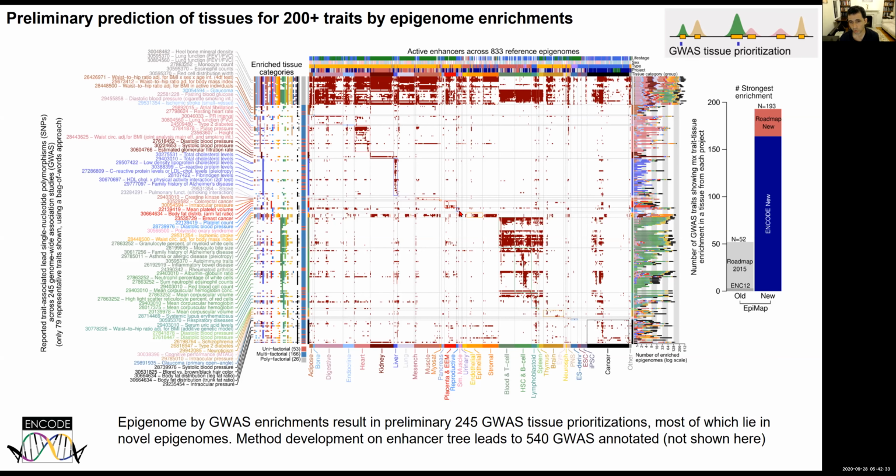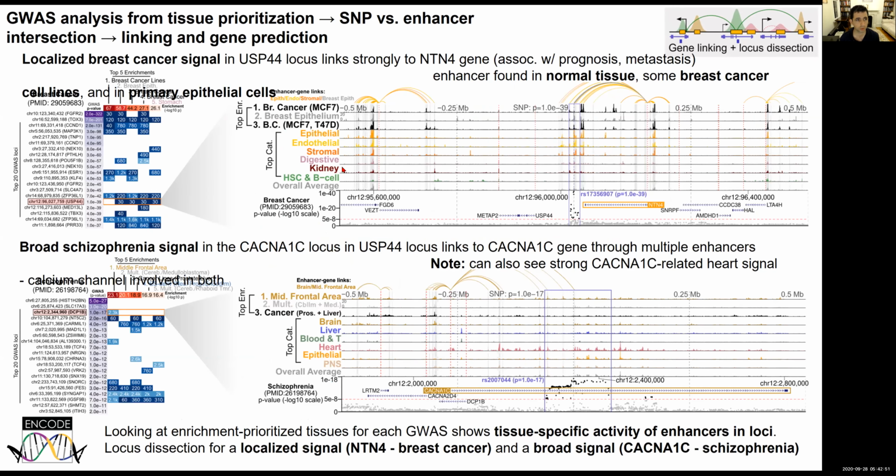By contrast, most of the traits fall only within one sample category. And you can see here this dramatic increase in the number of traits that show enrichment compared to ENCODE 2012 and compared to Roadmap, with now a very large number of GWAS studies that show enrichment.